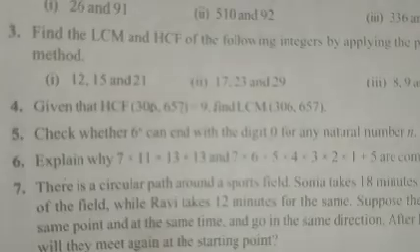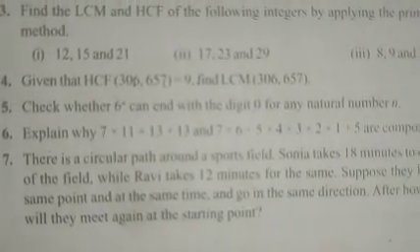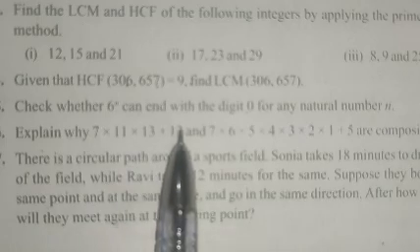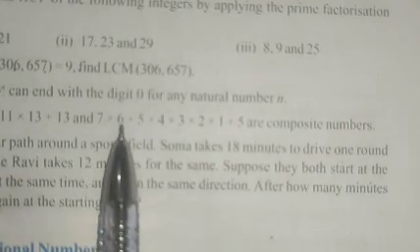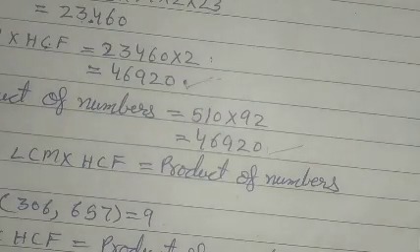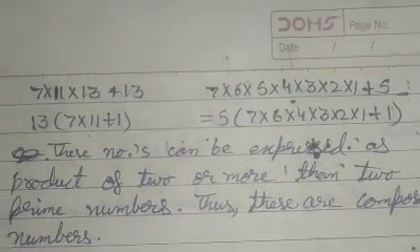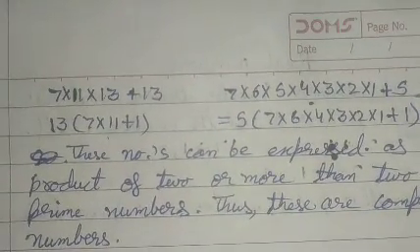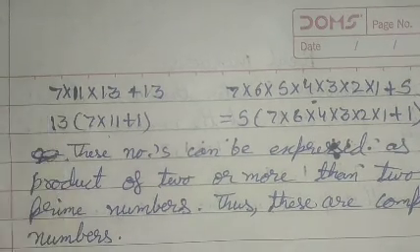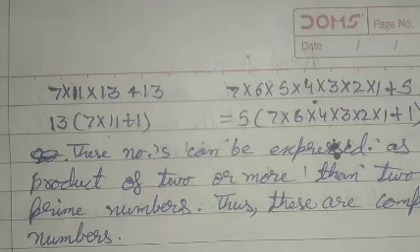Now, in question number 6, what is it saying? He is saying: explain why 7 × 11 × 13 + 13 and 7 × 6 × 5 × 4 × 3 × 2 × 1 + 5 are composite numbers. Now, composite numbers, as you know, what are composite numbers? Composite numbers are the numbers which have more than 2 factors. A composite number can be written as the product of prime numbers.